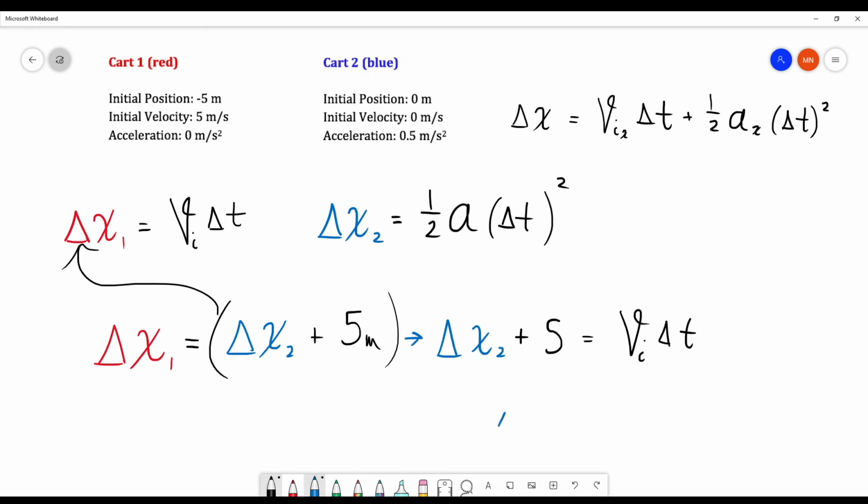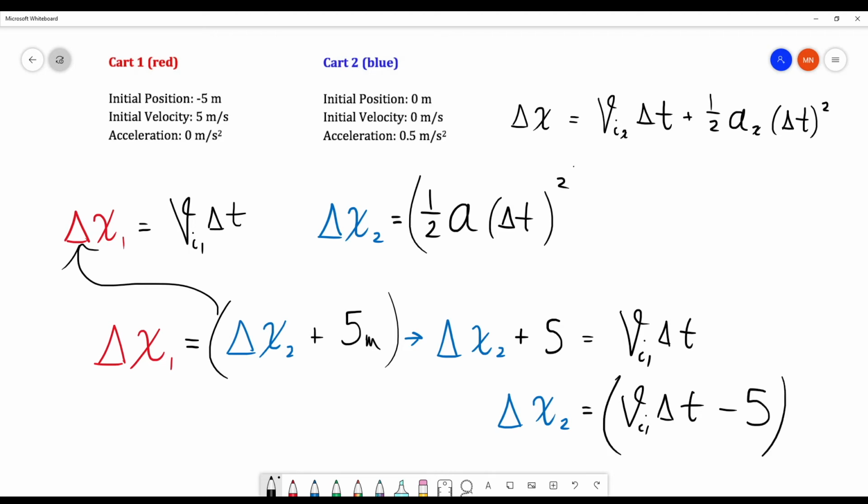I'm going to say that solving for delta x2, it's just going to be equal to nothing but the initial velocity of cart 1 rather, yeah. Good to specify. Catch myself there. Initial velocity of cart 1 multiplied by delta t minus 5. Okay, so now we have two equations, and it looks like these have to be equal. So now I can solve for t and figure out specifically what's going on.